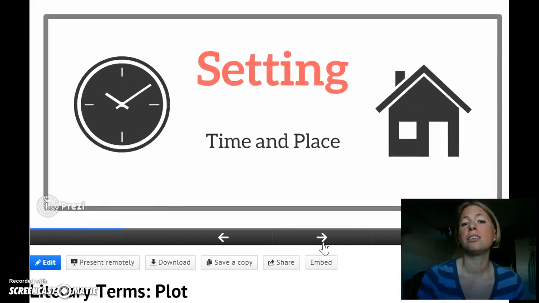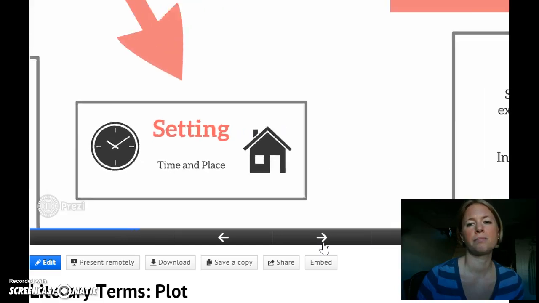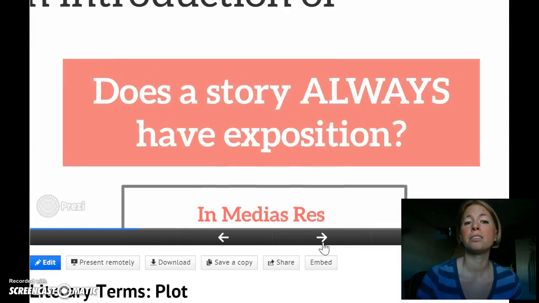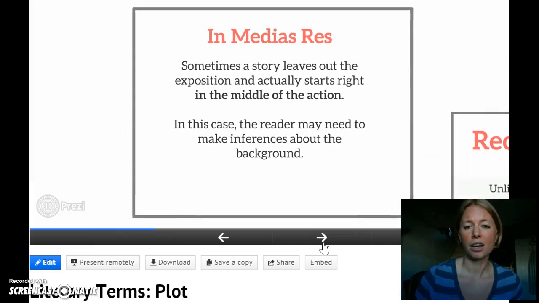We are also likely to learn about our setting, the time and place. However, the author may not directly state the time and the place. Sometimes the reader has to make inferences during the exposition about where and when a story takes place. You may be wondering, does a story always have exposition? Actually, no. Sometimes a story leaves out the exposition and starts right in the middle of the action.